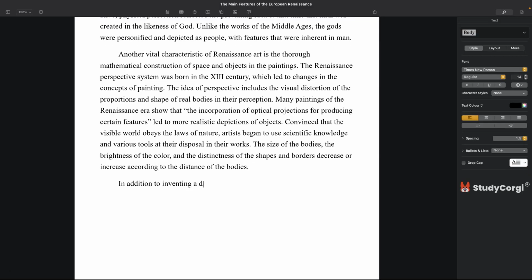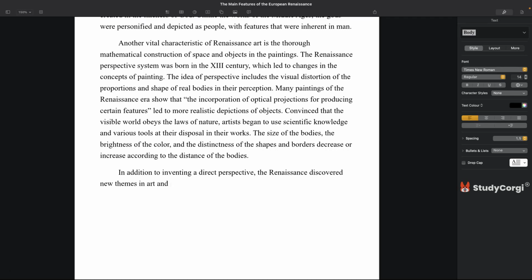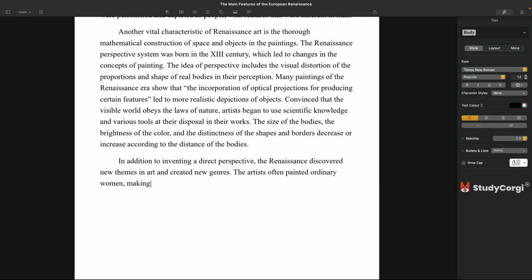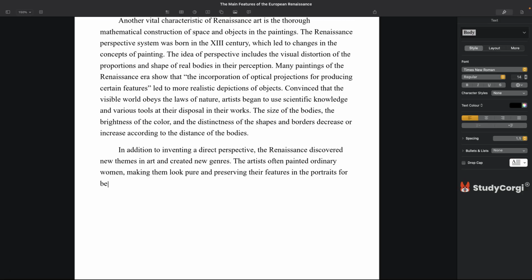In addition to inventing a direct perspective, the Renaissance discovered new themes in art and created new genres. The artists often painted ordinary women, making them look pure and preserving their features in the portraits for better similarity. Painters also depicted themselves and the local people.